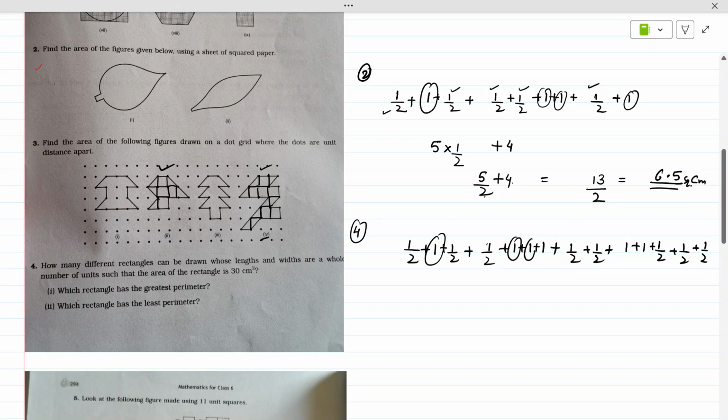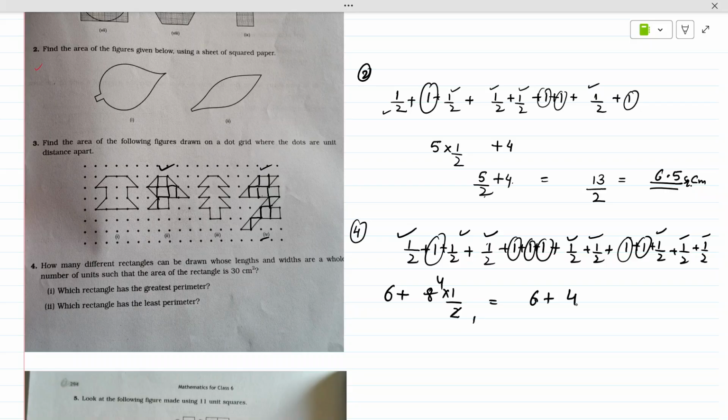Now let's add them. 1, 2, 3, 4, 5 and 6. 6 plus how many halves? 1, 2, 3, 4, 5, 6, 7, 8 halves. So 8 halves will give us 6 plus 4, that is 10 square centimeters. Okay, and similarly you can do the rest of the questions. These two are homework for you.